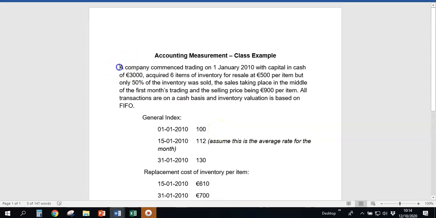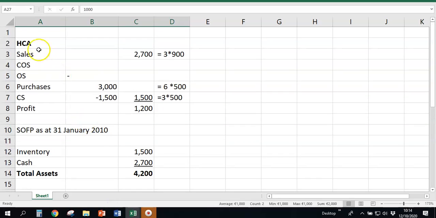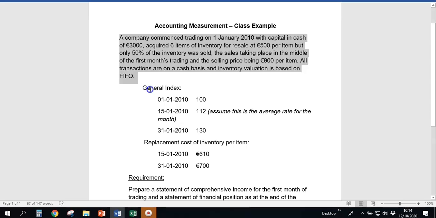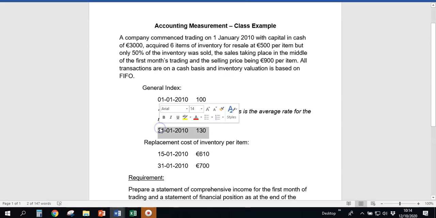We're going to use the same examples here because essentially, remember, we're using the historical cost accounting as the baseline. But what we're now going to do is we're going to use the general price index. It started off at 100 on the 1st of January. It went up by 12% up to 112 in the middle of January and up to 130 at the end of January. Now these are artificial ones, but they are giving you a good example of how you might use the index no matter what the numbers are.